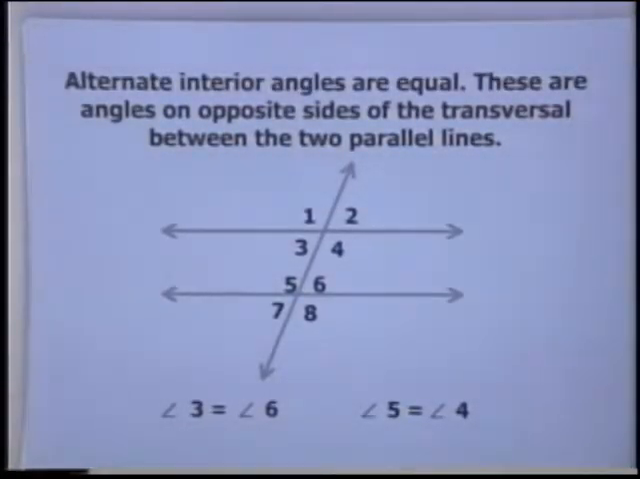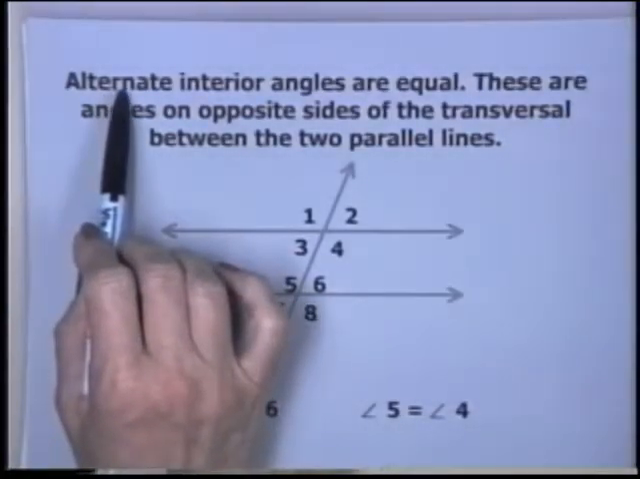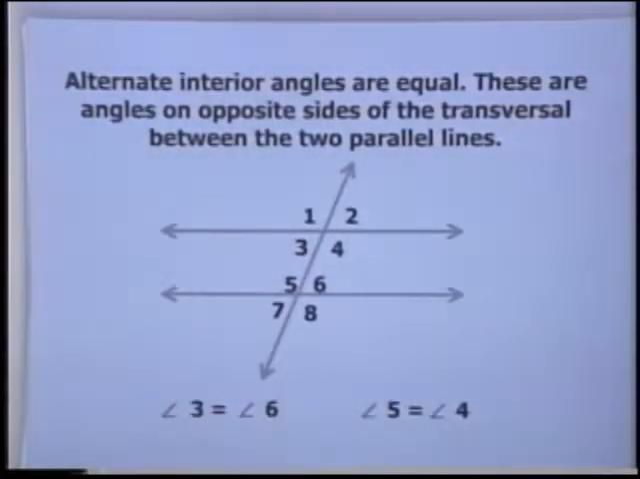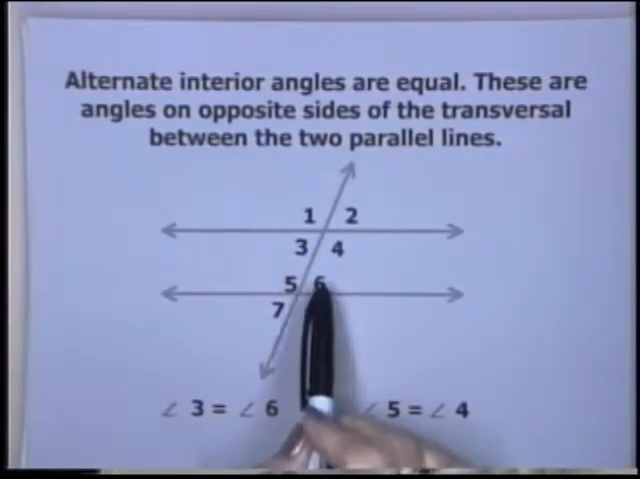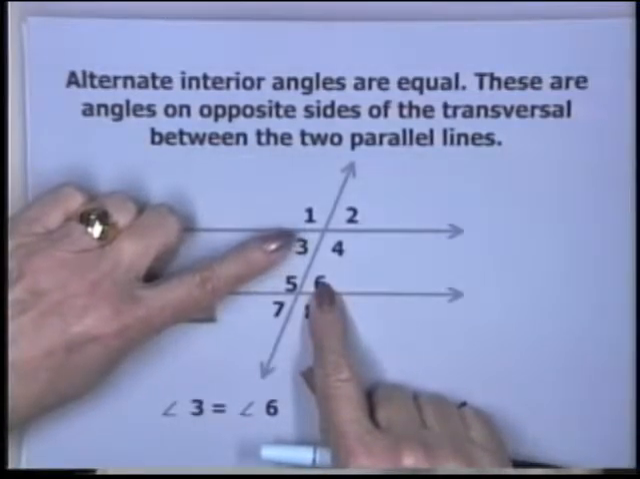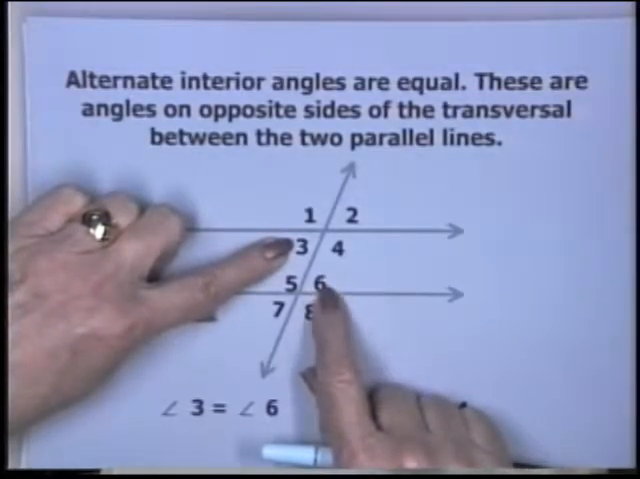The first relationship is what we call alternate interior angles. And alternate interior angles are equal. And these are angles on opposite sides of the transversal between the two parallel lines. So let's see here. Do you see angle 3 and angle 6? One is on the left of the transversal, the other is on the right of the transversal. That's what we mean by opposite sides.